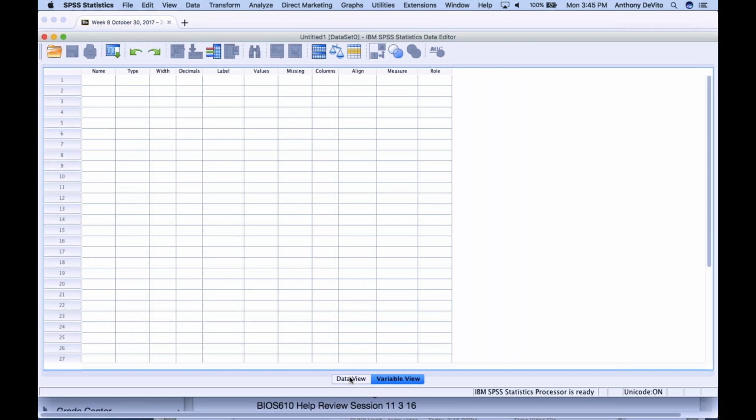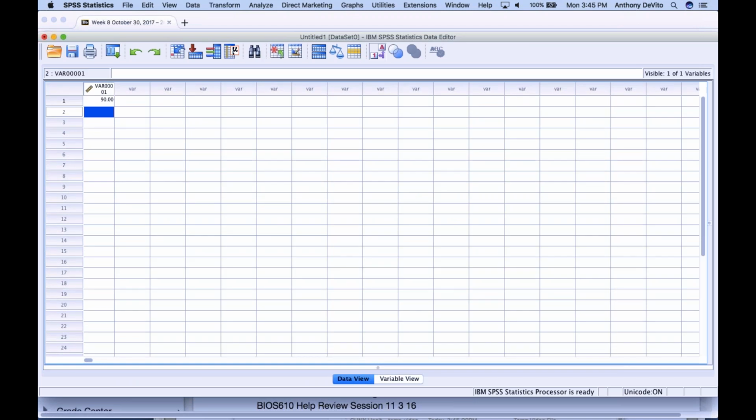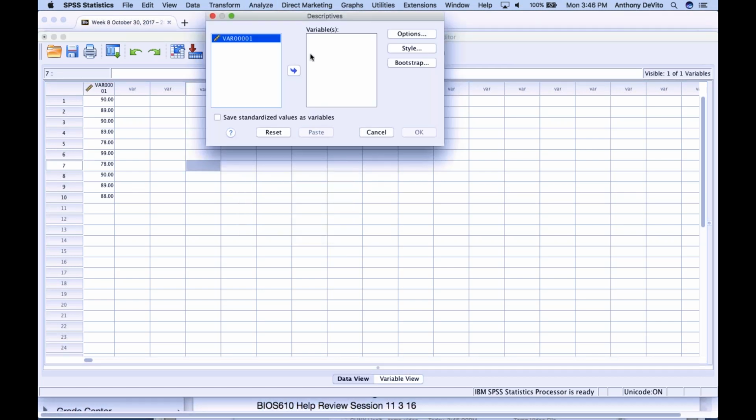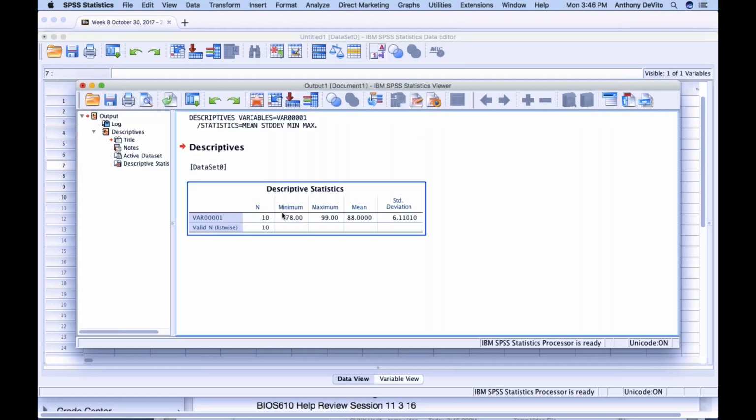Okay, so I'm going to look at blood pressures. I'm going to sample 10 people: 90, 89, 90, 89, 78, 99, 78, 90, 89, 88. Okay, there's 10 people. There's the blood pressures. I'm going to go up here and analyze this. I'm going to find the average blood pressure. Okay, descriptives. And I'm going to ask it to calculate the average blood pressure for me.